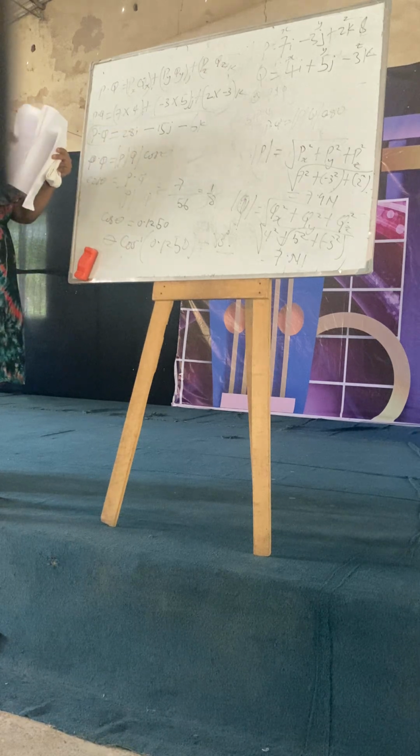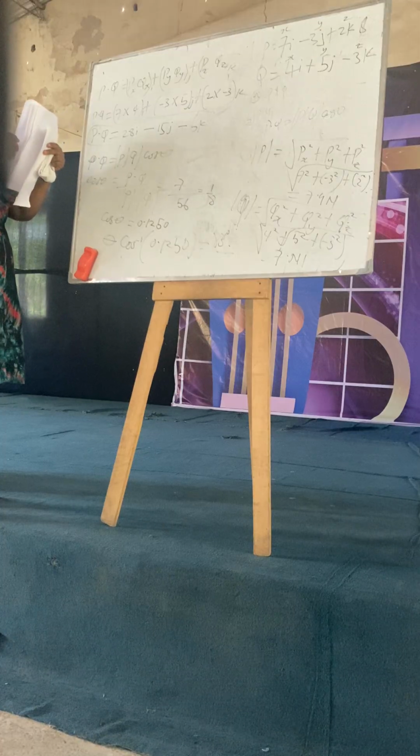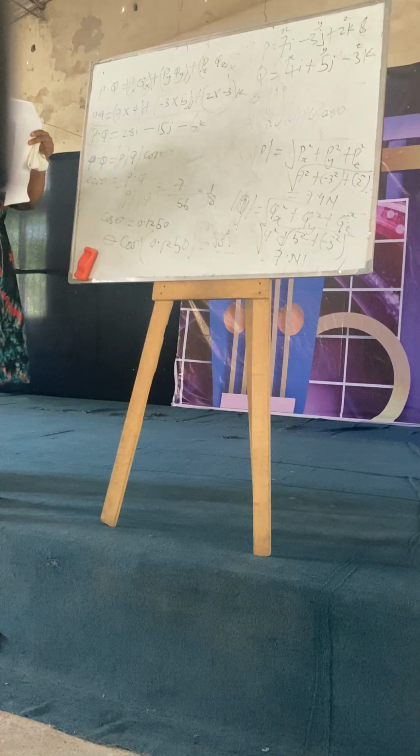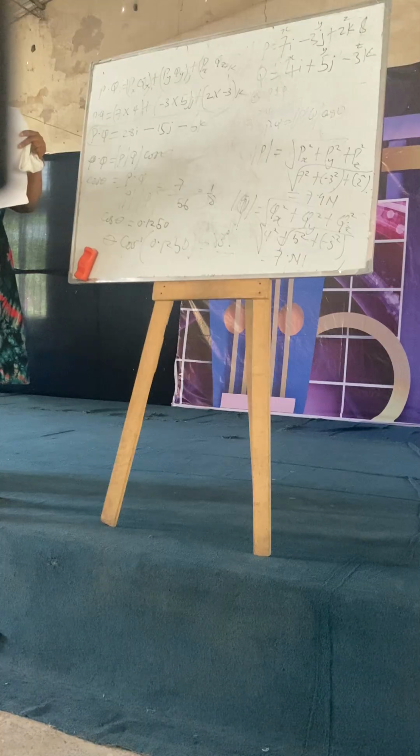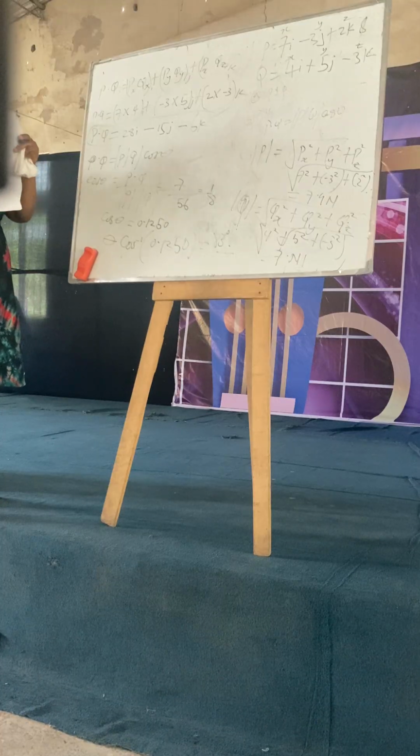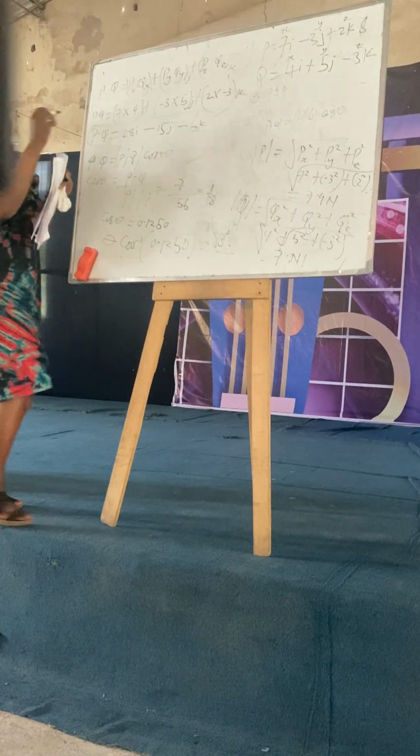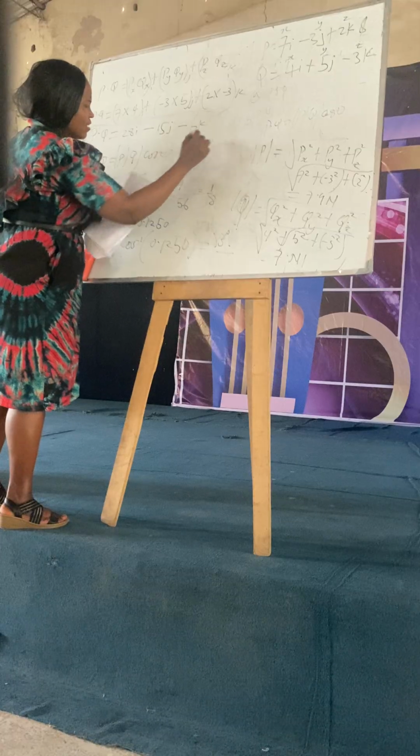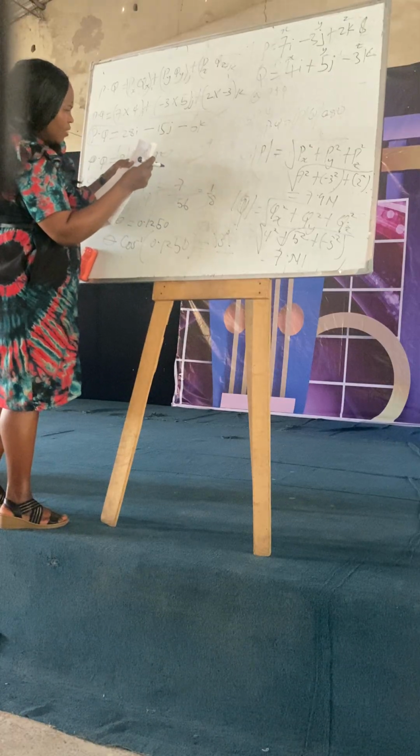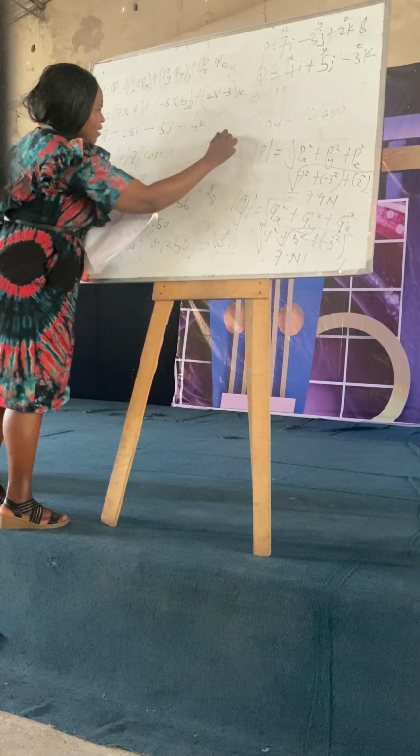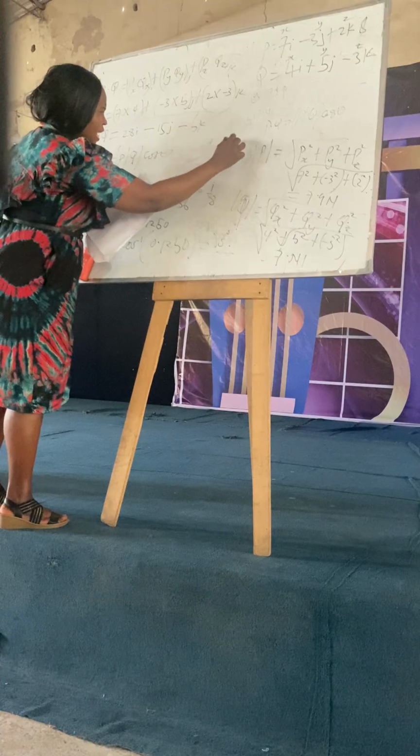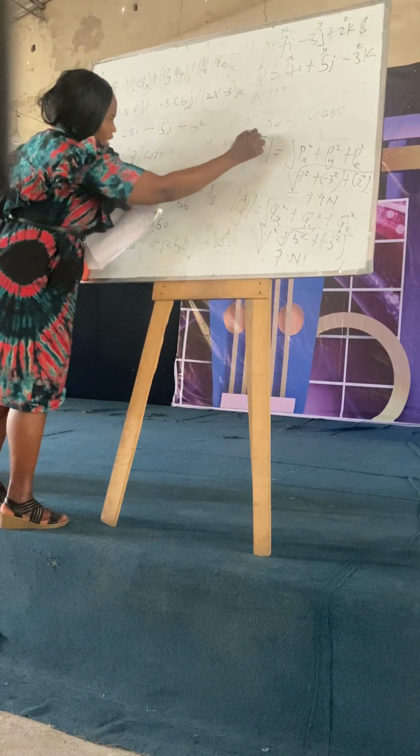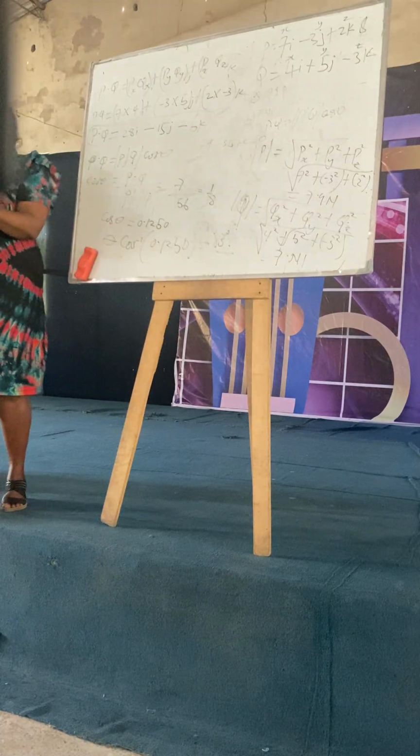Look at it. 2A minus 3B plus C is equal to 1, 0. You are finding the value of C.